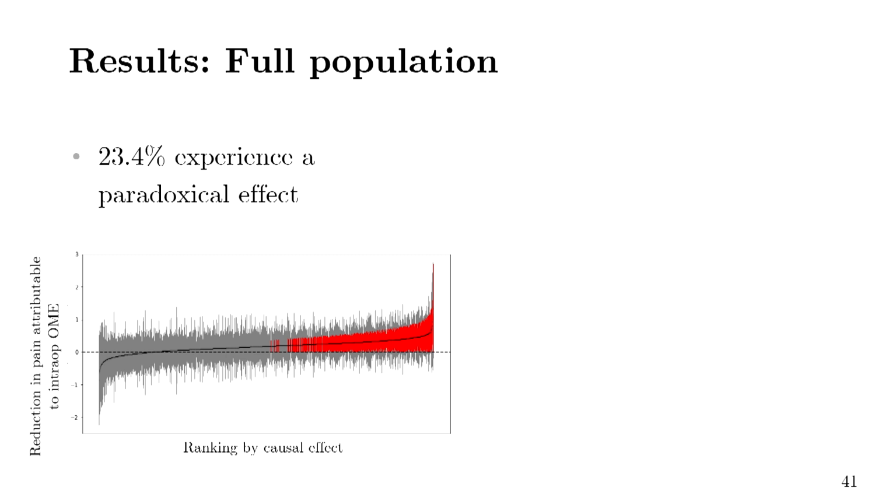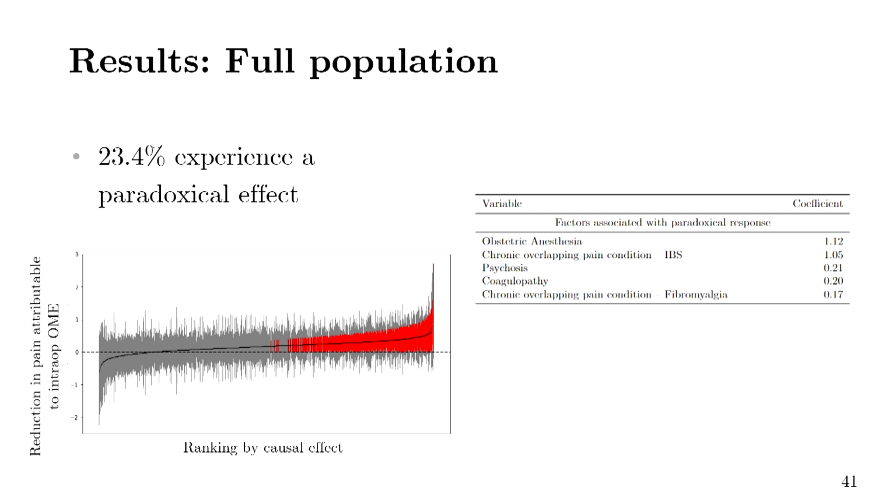And I'm going to do the thing that Adrian does not like. Sorry, Adrian. I'm going to show you some of these regression coefficients. What are the factors that affect this paradoxical response? Some of the things that we found are that some chronic pain conditions are popping up as factors associated with this paradoxical effect, including IBS and fibromyalgia. There are other factors that don't quite make sense yet, but again, this is work in progress.